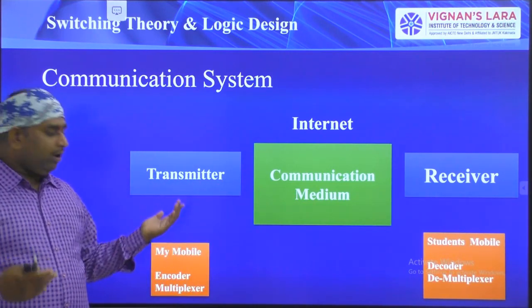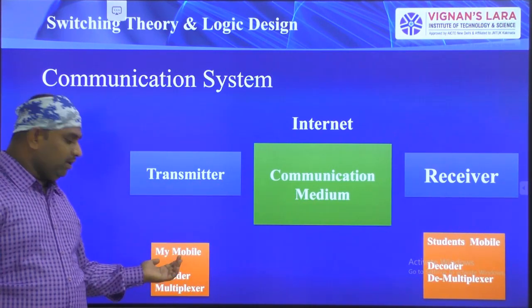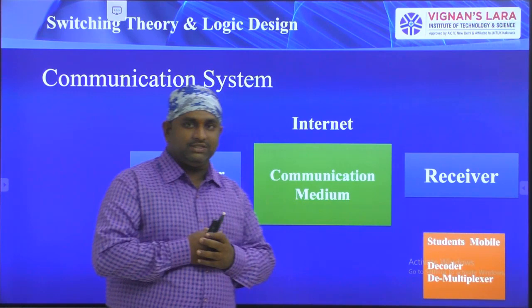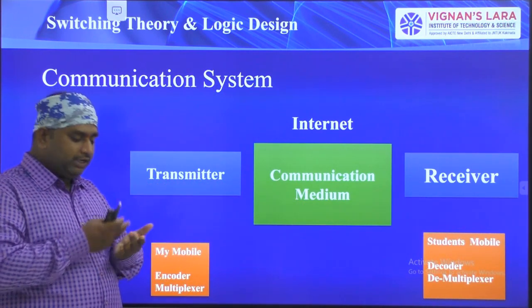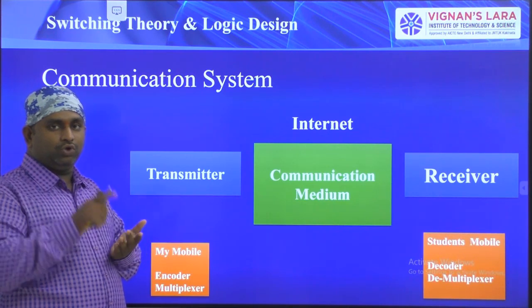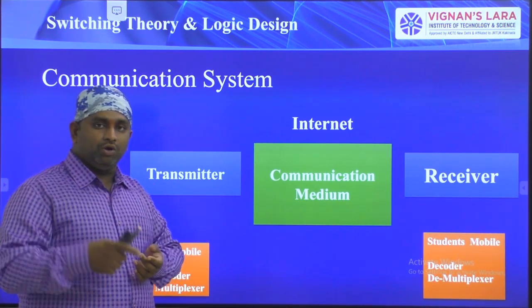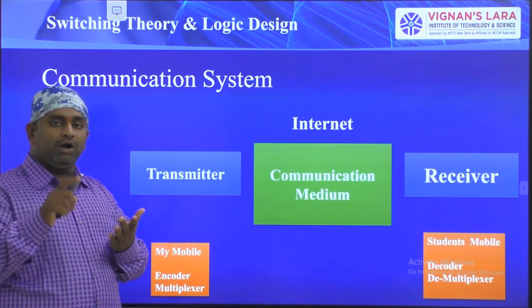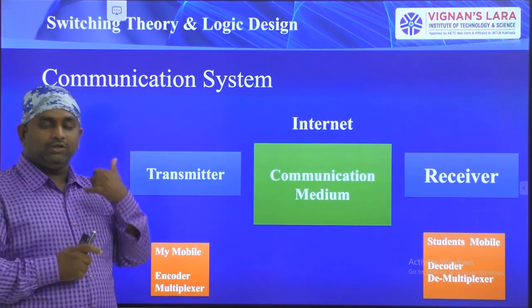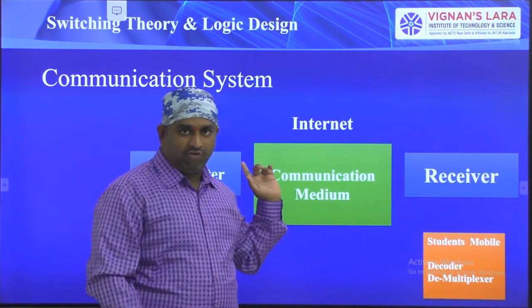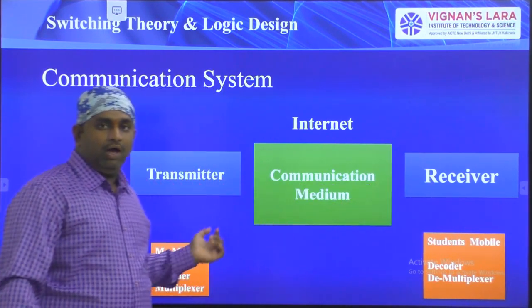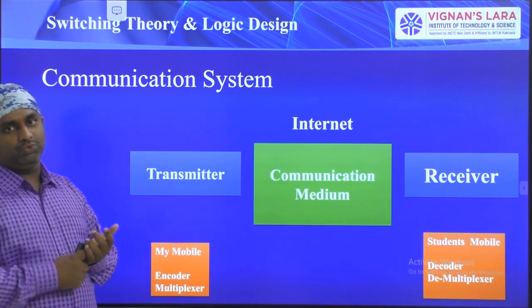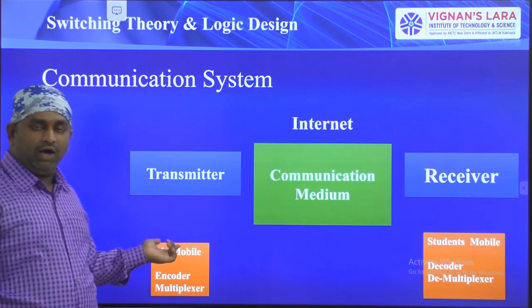For example, take an example with mobiles. Here, this is my mobile. At the transmitter side my mobile is there, and at the receiver side your mobile is there. I have taken my phone and dialed some number. For example, some of your friends are not coming regularly to the college, so I dialed. When I started the call, it was received by your friend. Your friend lifted the call, and I asked why you are absent from the college, why you are not coming to the college.